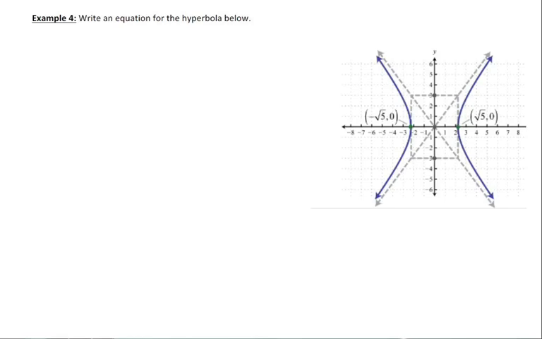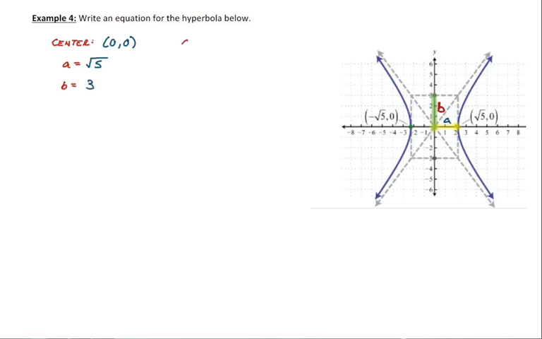And then the center in this case should be 0, 0. And then I want to find a and b as well. So like I said, center is going to be 0, 0. And then a, in this case, is going to be from the center to the vertex, which shown by the coordinates there is going to be root 5 to the right and root 5 to the left. So a is root 5. And b is going to be 3, the distance from the center vertically to the edge of the box.